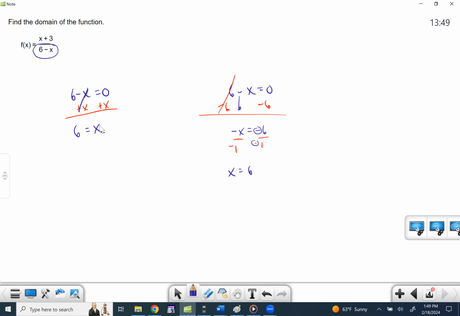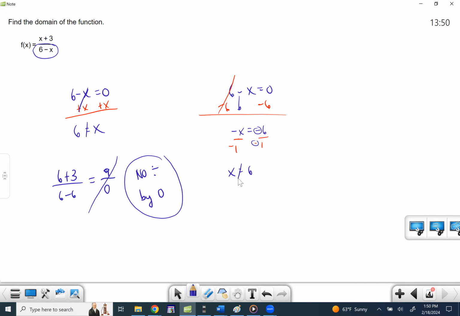Okay. Now this is the value that x cannot be. If you were to plug a 6 back into the original equation, the reason why the x can't be 6 is because you'd be dividing by 0. And you know that's not allowed, right? No dividing by 0. So this is not allowed. So x cannot be 6, you guys. So I'm going to put a little line through it. So x cannot be 6.